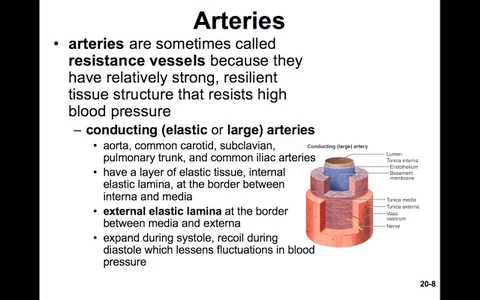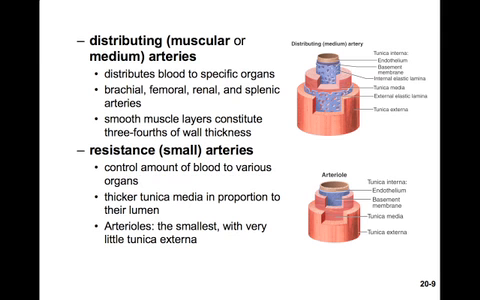So when the heart pumps and pushes a bolus of blood out into the main arteries, they'll expand and contract back against that pressure. So it's almost as if the vessels have a pumping action themselves. Now, the distributing or muscular arteries are medium in size. They're sort of like off-ramps to the major highways of the conducting vessels. These distribute blood to all the specific organs. They're vessels like the brachial arteries, femoral arteries, renal arteries, and splenic arteries. The smooth muscle layers constitute 3/4 of the wall's thickness.